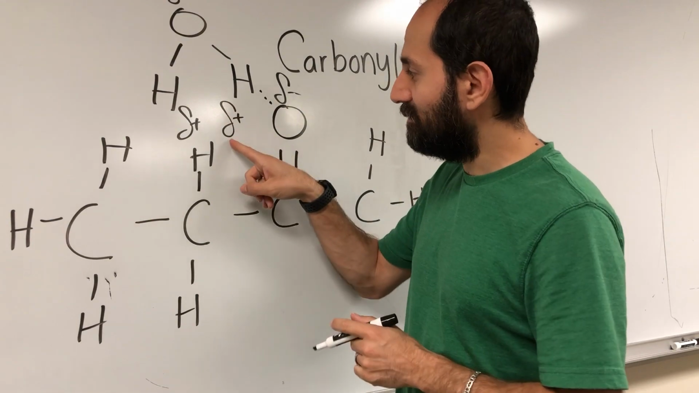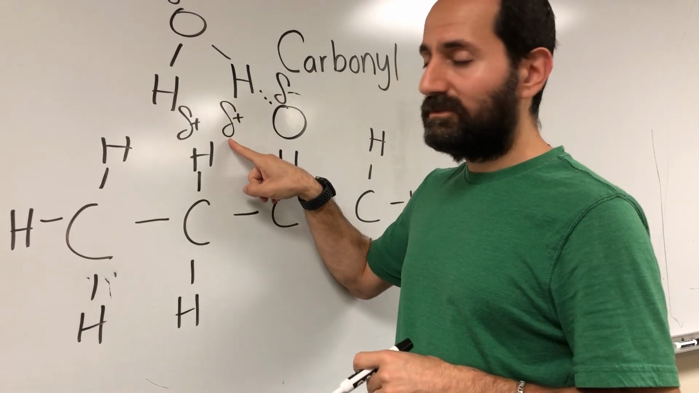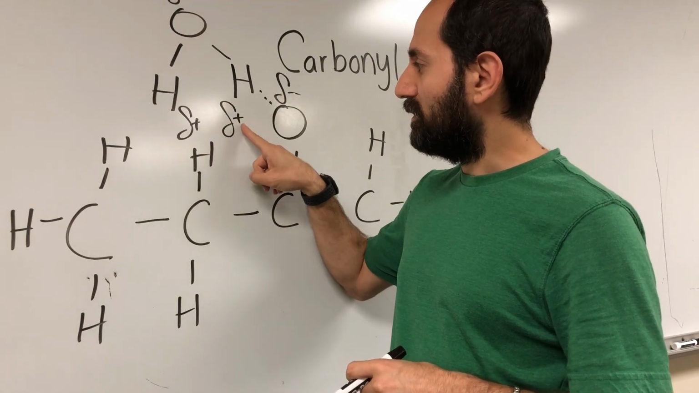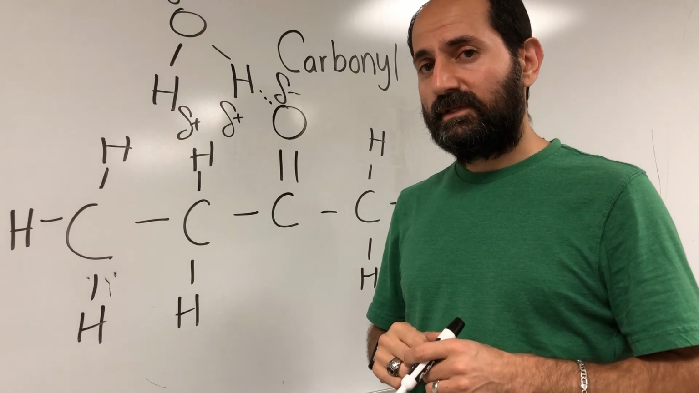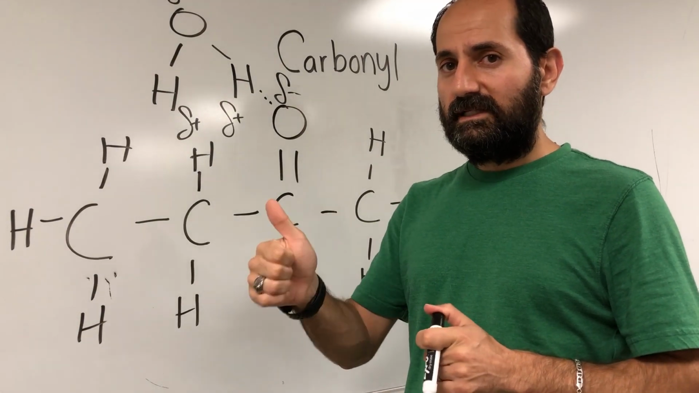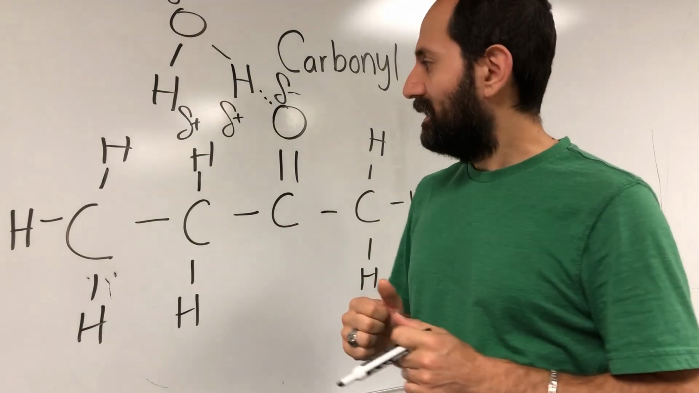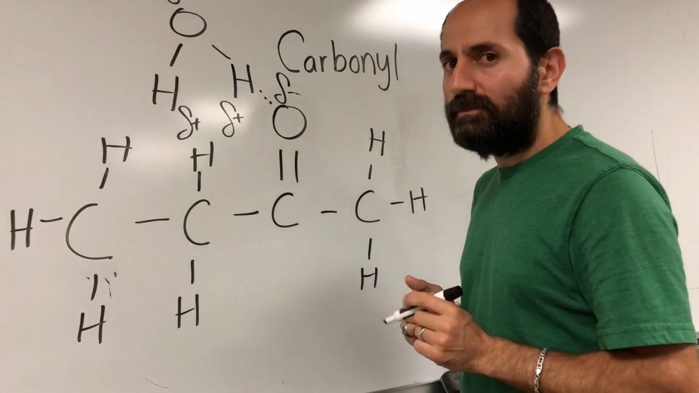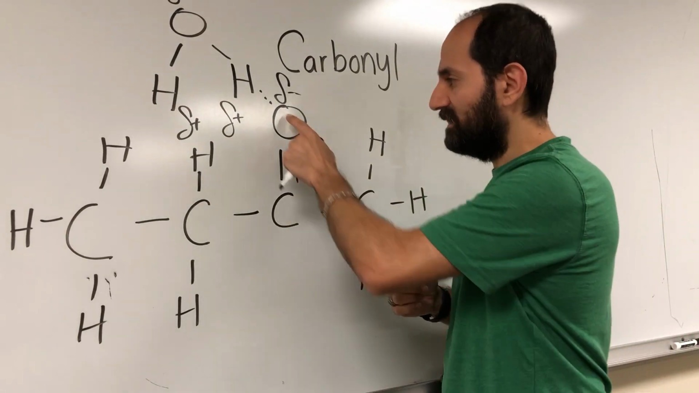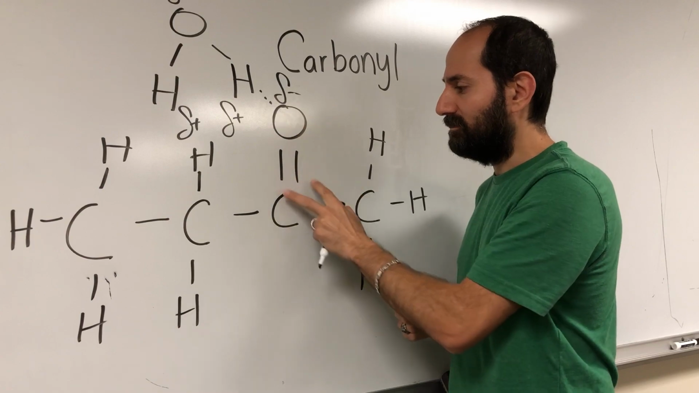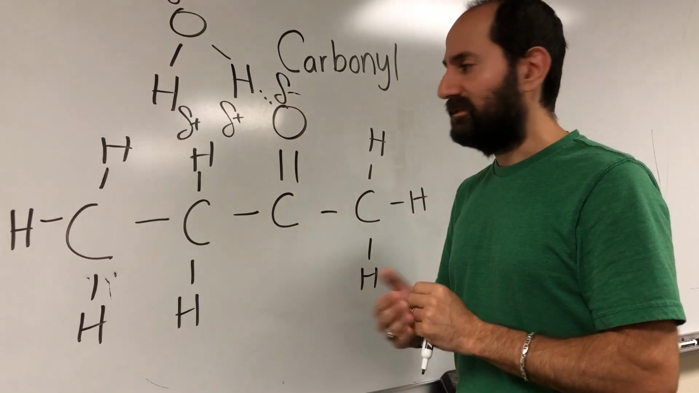Again, remember that this symbol is not an S, it's a little lowercase d, delta. So what this means is partial positive, partial negative. Now, one more thing about the carbonyl groups. There's a difference between a ketone carbonyl group and an aldehyde carbonyl group. What I drew here is a ketone carbonyl group, and how do you know? It's based on the position. This is obviously a carbonyl group because it's O double bond, right? But is it a ketone or aldehyde carbonyl group?